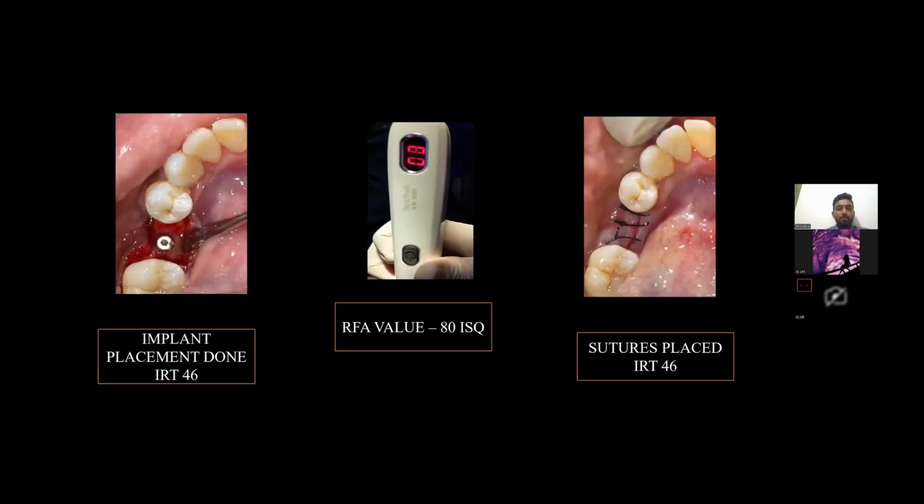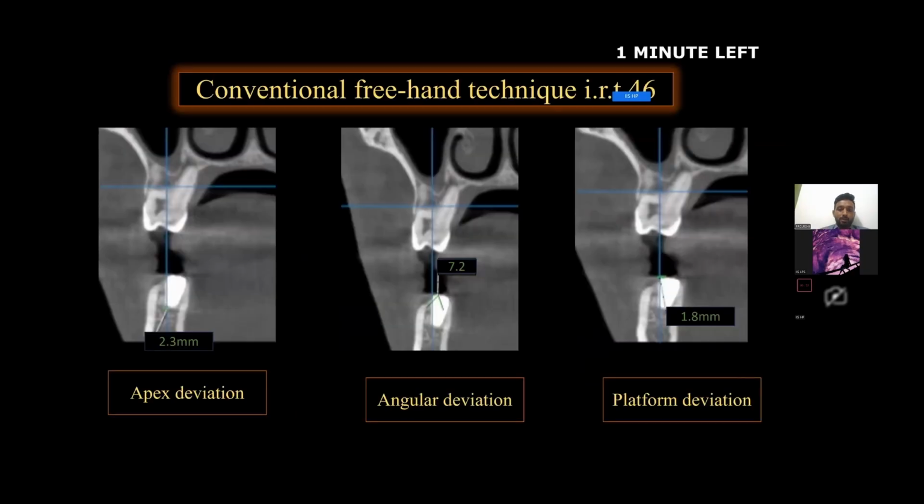And then the implant was placed in relation to 4/6. Then we got an ISQ value of 80 after resonance frequency analysis, and then sutures were placed. And this is another case where we did 4/6. There was conventional. This is the initial case where we had to compare apex deviation, angular deviation, and platform deviation.